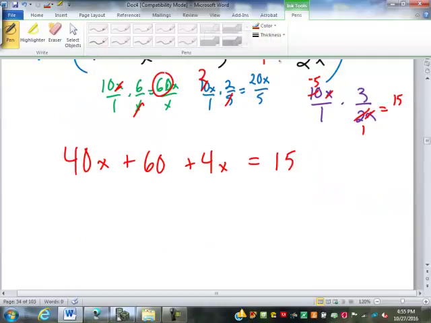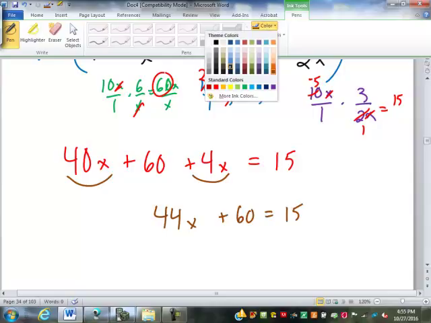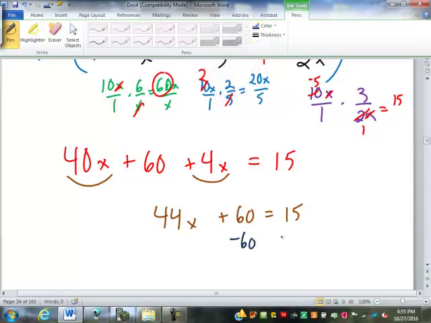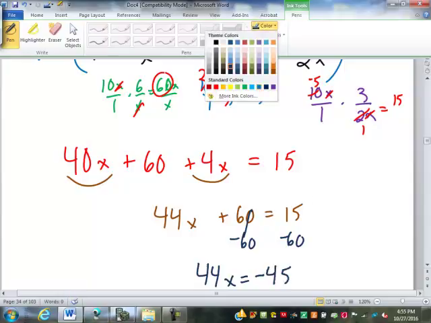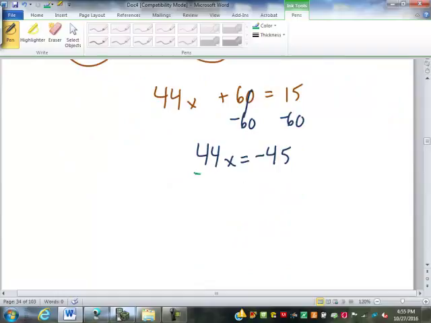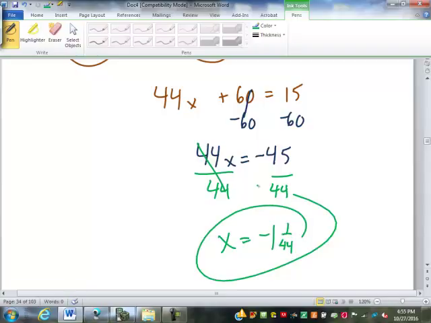And then we combine. 40x and 4x is 44x. Still got plus 60 there, equals 15. And then subtract 60. 44x equals 15 minus 60 is negative 45. And we divide by 44. X equals negative 1 and 1/44. What do you think? Lovely?